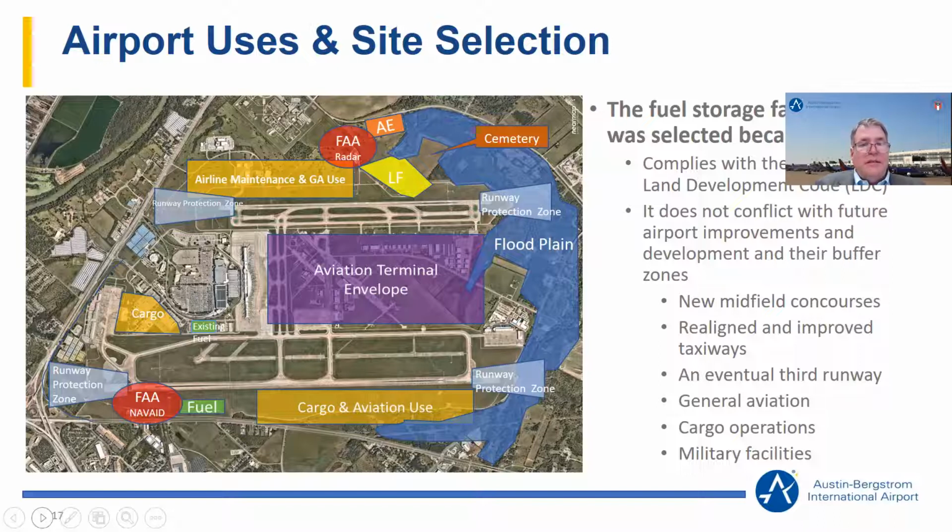These needs being the aviation envelope, or where future terminals with airline gates will be located, our cargo needs, and the support facilities such as airline maintenance and general aviation for aircraft. And then also a balancing, which would be our environmental constraints such as landfills, cemeteries, floodplains, etc. This gives an overview of our site selection.